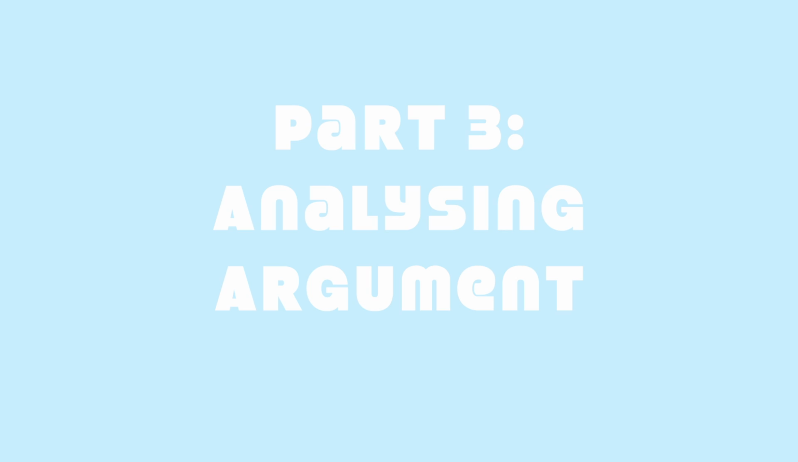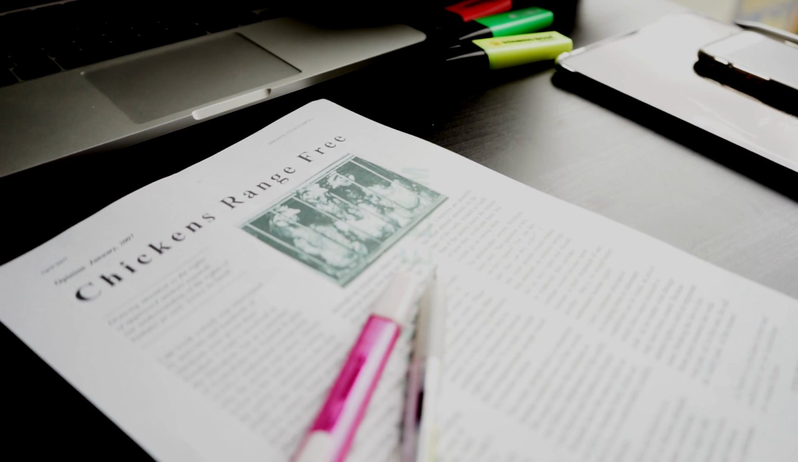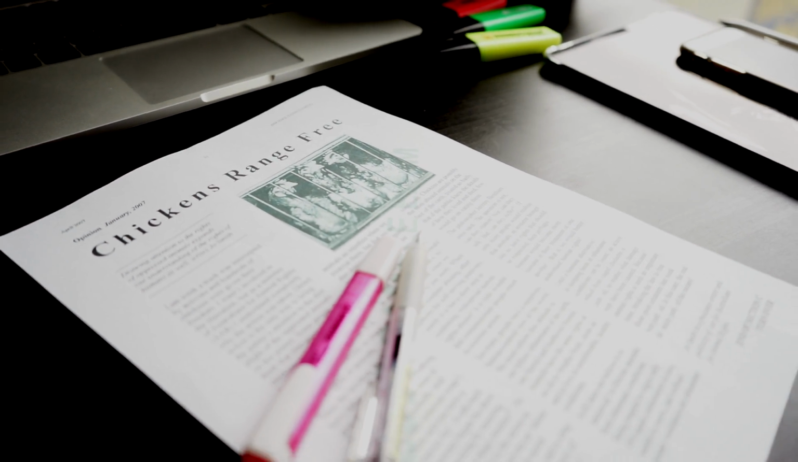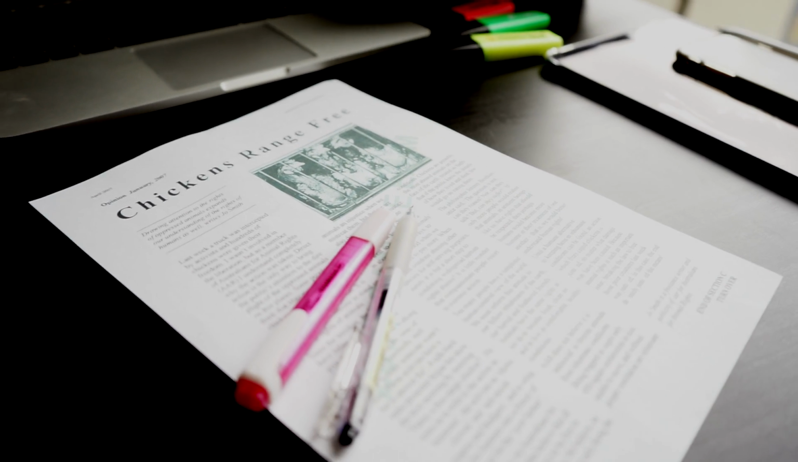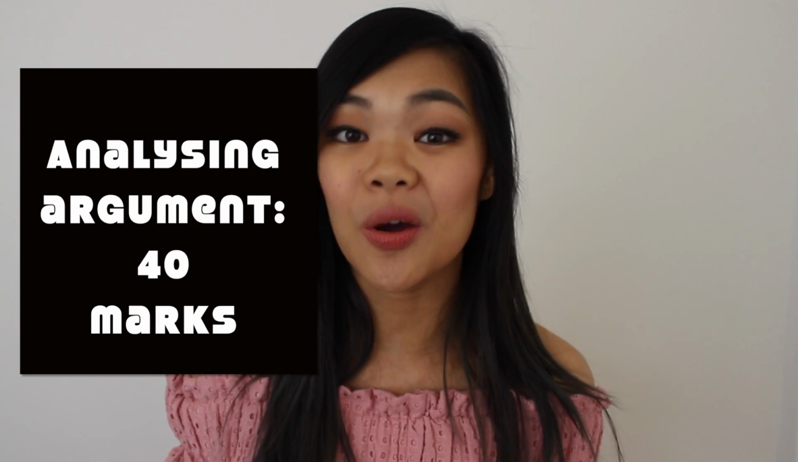Then in the final part of the VCE English study design, you have language analysis, also known as analyzing argument. Analyzing argument essentially means that you get a bunch of articles that you will need to analyze. You'll be looking into reasons as to why the author has chosen to use particular language in order to try to persuade the audience, so you, to agree with what they've said. This one is worth 40 marks.